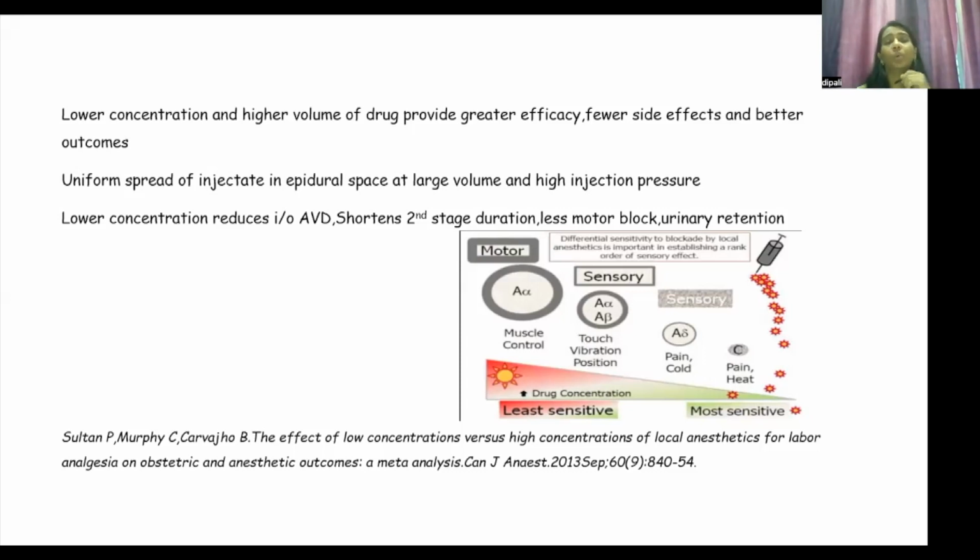Also, the lower concentration reduces the incidence of assisted vaginal delivery. It shortens second stage duration, and there is less motor block and urinary retention.